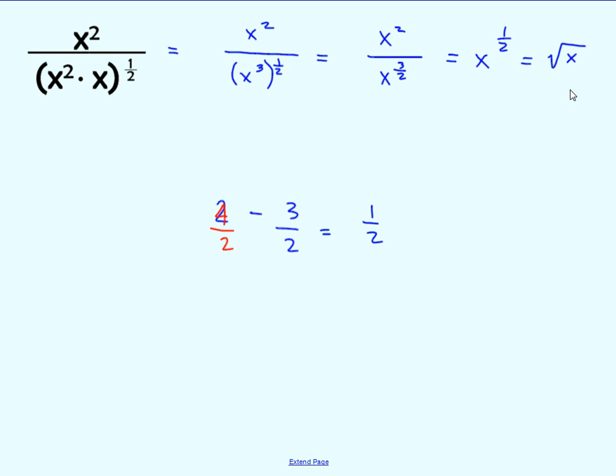So hopefully that's enough to allow you to do the homework on properties of exponents that's over on the right.